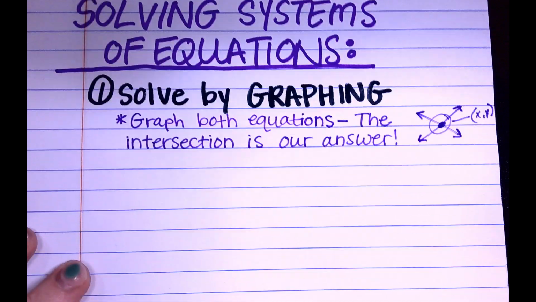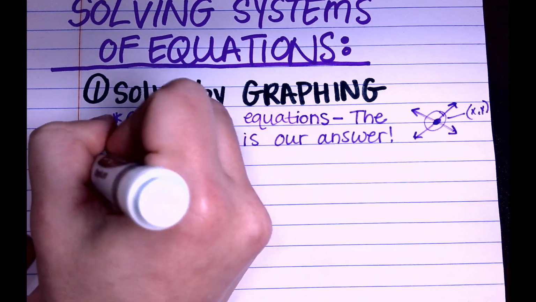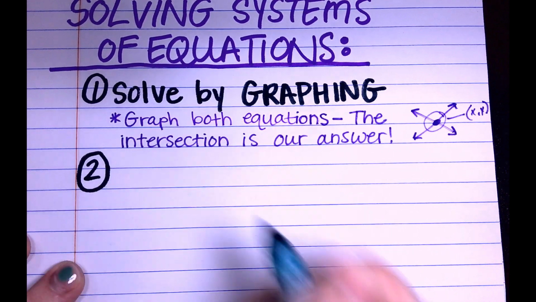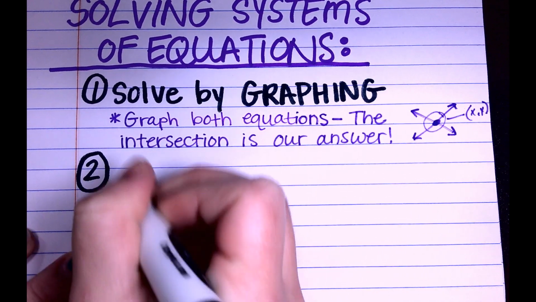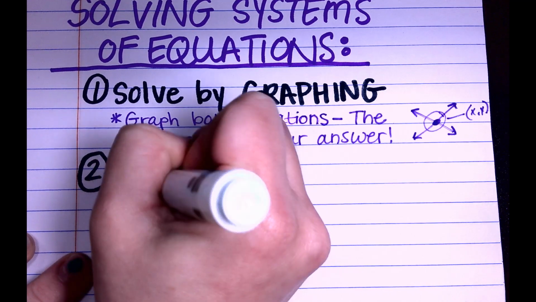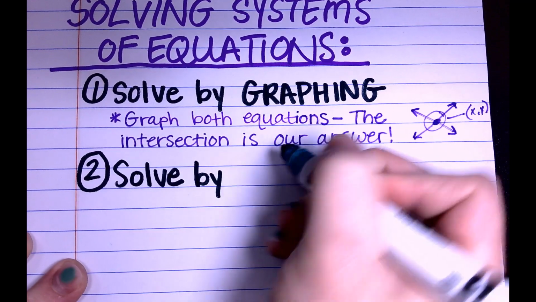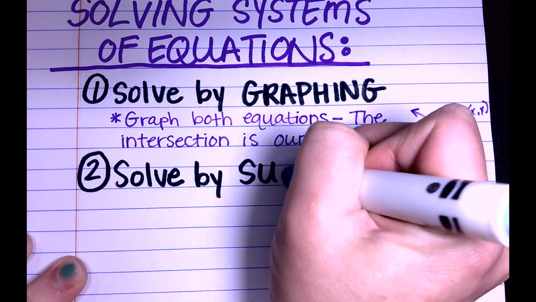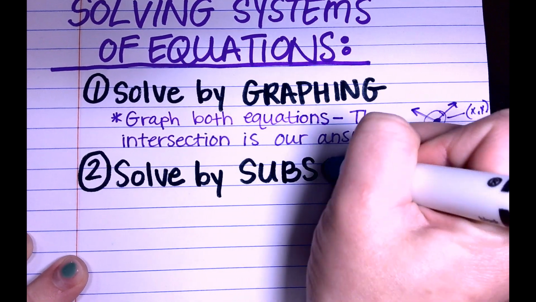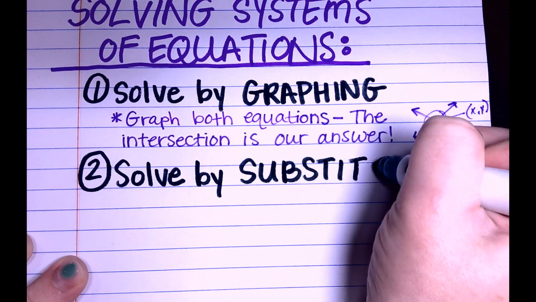We're finding the x value and the y value that makes both equations true. So there's two other methods we can use. We can also solve by substitution.